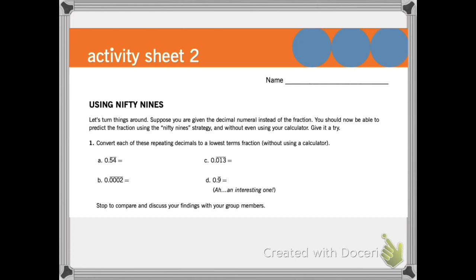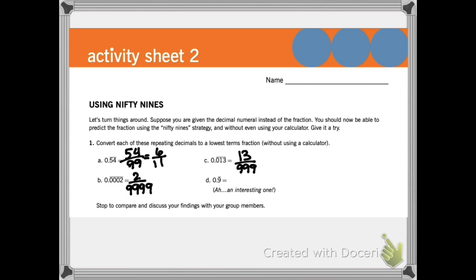Now that you've tried it, you should have 54 over 99, but don't forget you need to simplify this. So 9 goes into there 6 times, and 9 goes in there 11 times. So you should have 6 over 11. Here we have 4 places, so you should have 2 over 9,999. Here we've got 13 over 999.